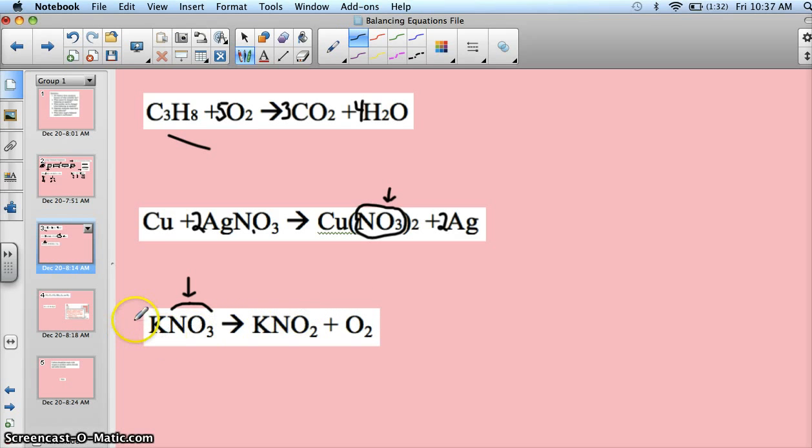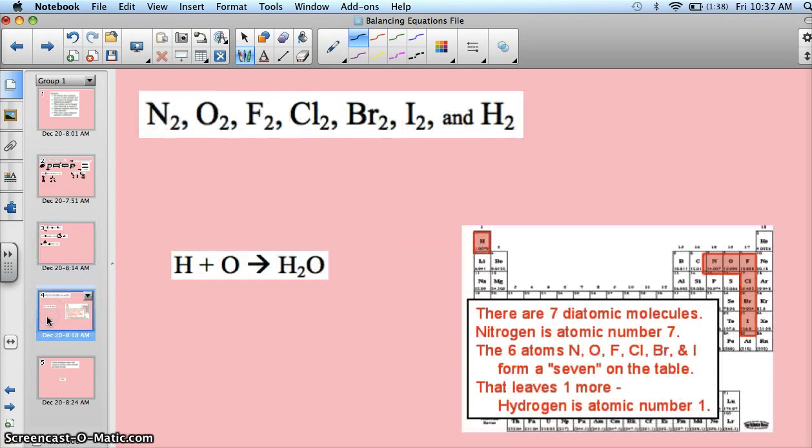So I think if I put a 2 here, that would mean 2 times 6. And if I put a 2 here, that just might do it. So I have 2 K's, 2 N's, 6 O's, and 4 plus 2 is 6 O's right there. So I think that will work out well right there.